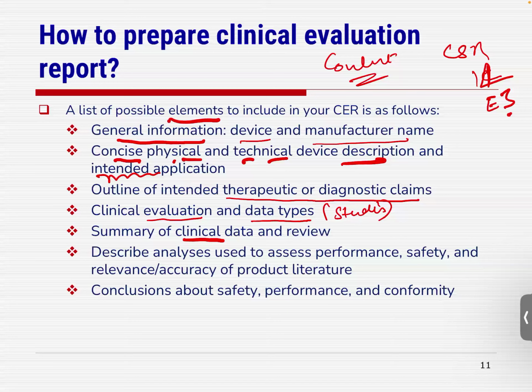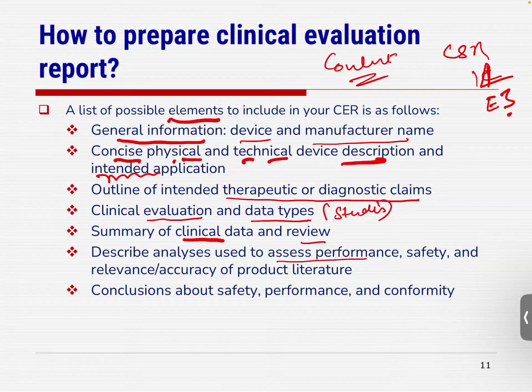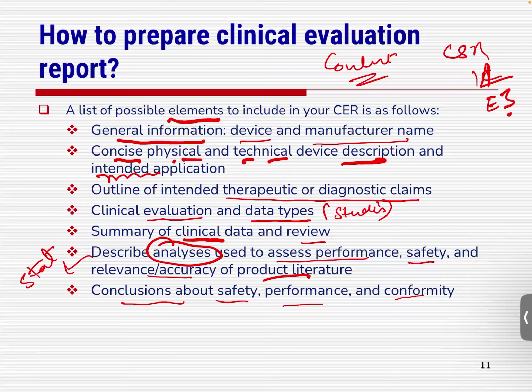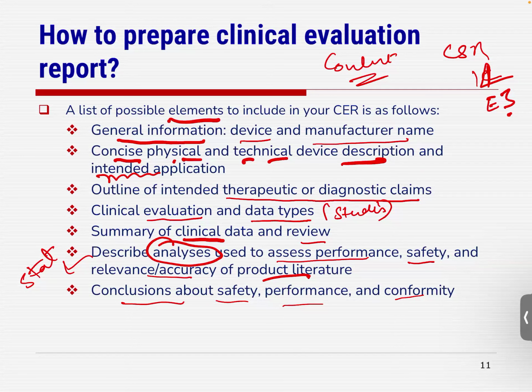Then describe the analysis used for performance, safety, relevance, accuracy, product and literature. What type of analysis you have used? So basically your statistician is going to help you, just like the efficacy section of our CSR, correct? Then the final say on safety, performance and its comfortability, right? So these are all the contents that go into the CER.